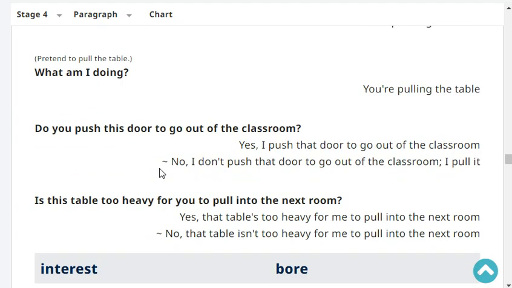Do you push this door to go out of the classroom? Yes or no? Yes, I push that door to go out of the classroom. Very good.